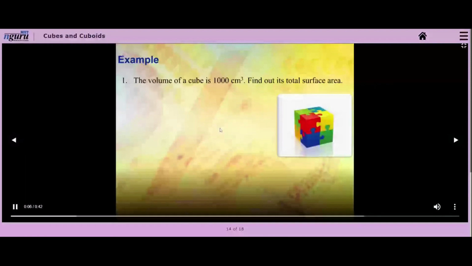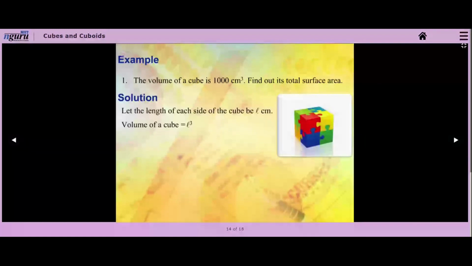Now consider some examples related to the area and volume of cubes. The volume of a cube is 1000 cubic centimeters. So what is the side? 10, ma'am. 600 centimeters square, ma'am. Total surface area. 6A squared. Find out its total surface area.